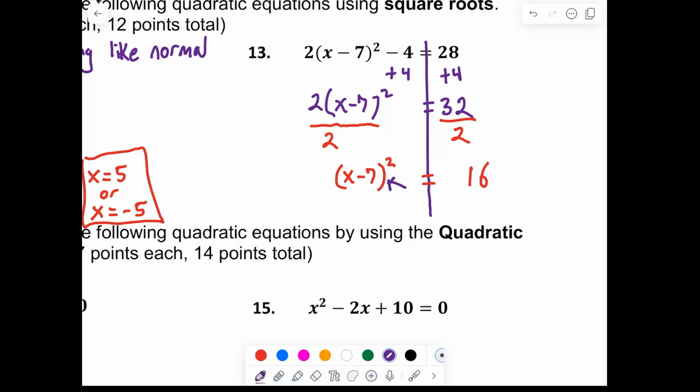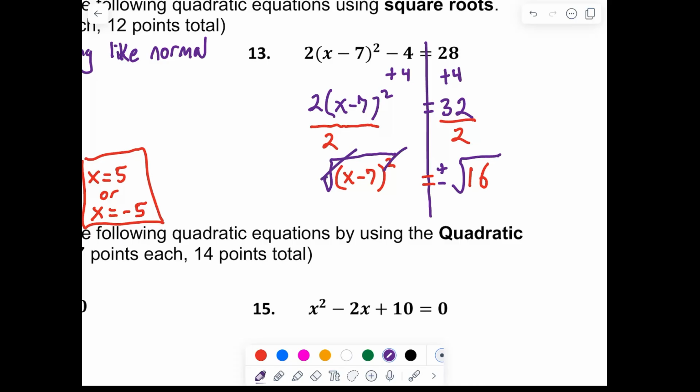Okay, now moving up, I got rid of addition and subtraction. Now I want to get rid of multiplication or division. And I have this 2 times the parentheses squared. So I want to get rid of that with division. Divide by 2 on each side. And what I'm left with now is (x minus 7) squared equals 16. Okay, now I'm ready, right?